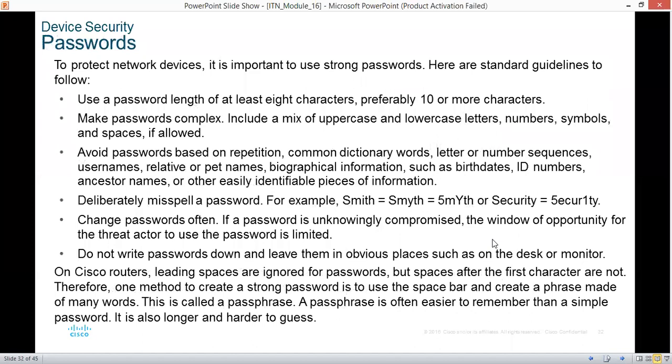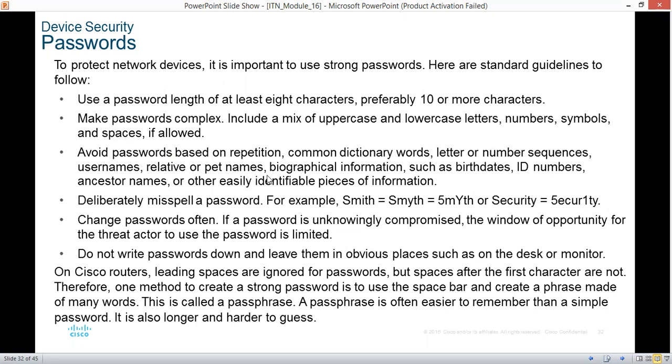So, passwords. To protect network devices, it's important to use strong passwords. That we know. Here are standard guidelines to follow. Use a password length of at least 8 characters. Most platforms these days force users to get used to using strong security characters. You can see some will tell you a minimum of 8, uppercase, lowercase, and all of that. All of it is a way of trying to increase the strength of the password.